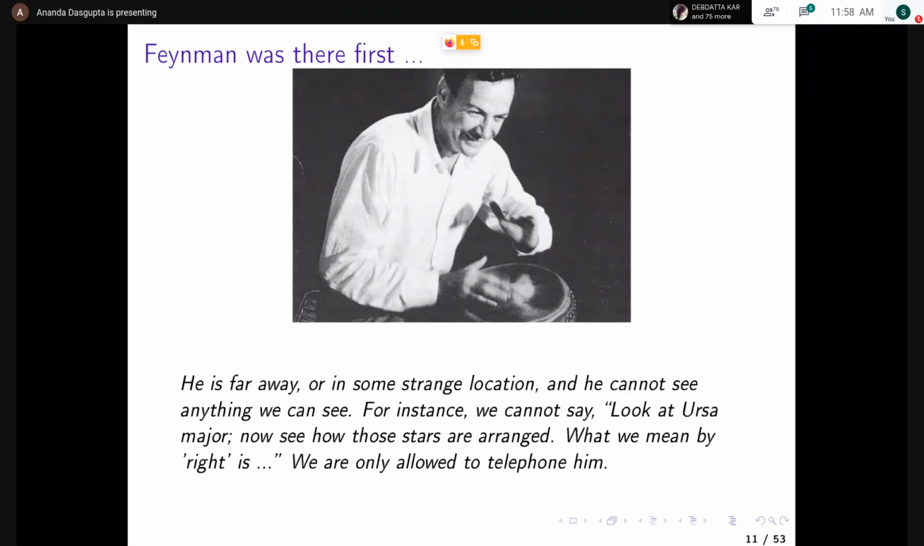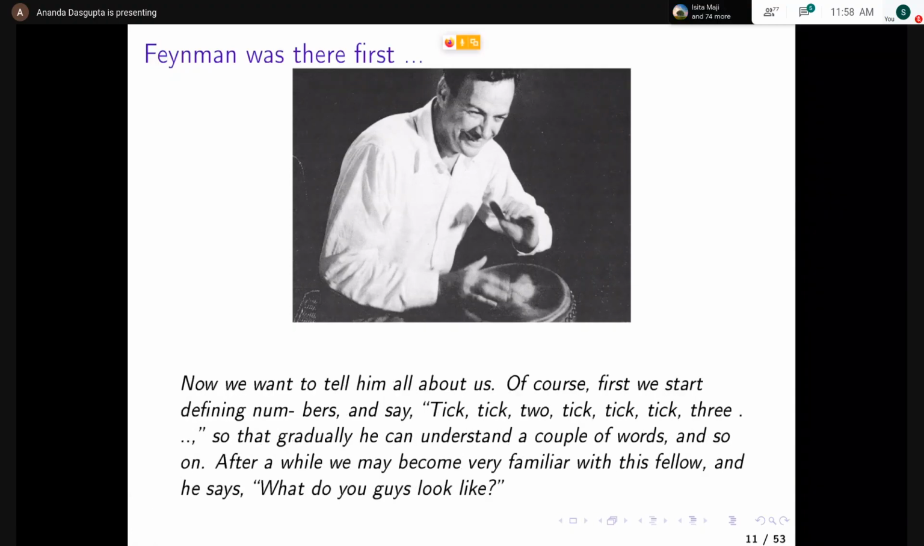He is far away or in some strange location and he cannot see anything we can see. For instance, we cannot say, look at the Ursa Major. Now see how these stars are arranged. What we mean by right, we can't do that. We are only allowed to telephone him. Now we want to tell him about us. Of course, first we start defining numbers and say tick, tick tick 2, tick tick tick 3, and so on. So that gradually he can understand a couple of words and so on. After a while, we may become very familiar with this fellow and he says, what do you guys look like?